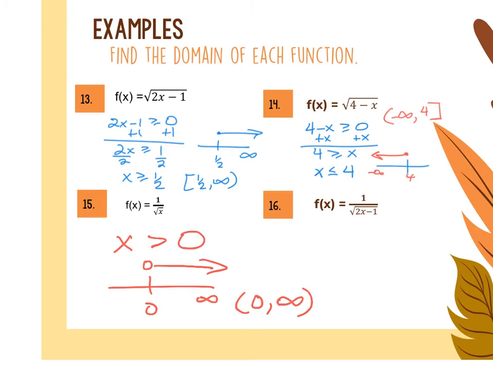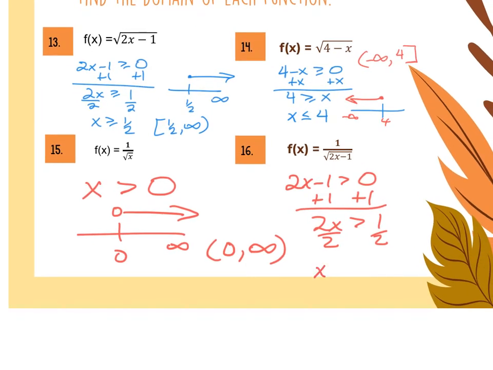Next one, same thing. There's a square root in the denominator. Make it greater than 0. Add 1. Divide by 2. So x has to be greater than 1/2. So 1/2, comma, infinity, both in parentheses.